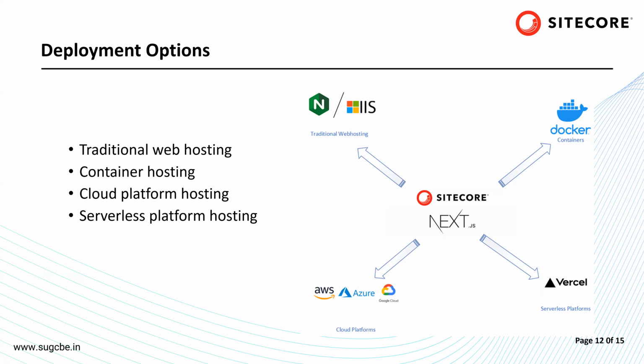So coming to the deployment options. Once you create the rendering host application, you have to deploy it, right? You can deploy that on either Nginx or IIS, that is called traditional web hosting. Or container hosting is also possible through Docker or something. And in cloud platforms, AWS, Azure and Google Cloud are supporting it in some manner. You have to explore a little bit, not directly supporting it, but through some services AWS and Azure are supporting it.